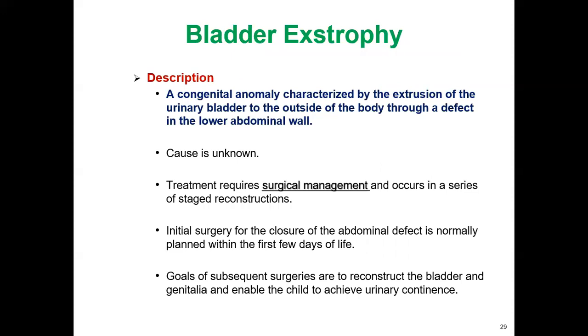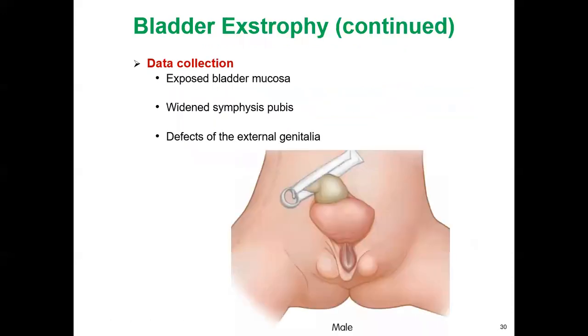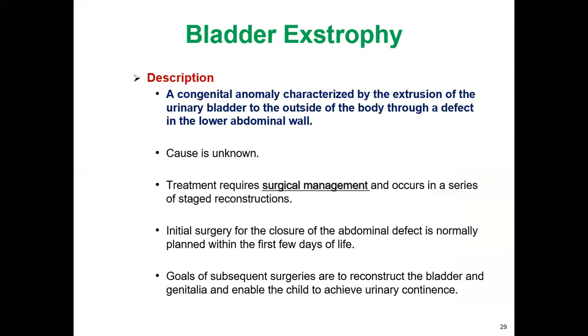The next terminology here is called bladder exstrophy. What is bladder exstrophy? Bladder exstrophy is a congenital anomaly characterized by extrusion of the urinary bladder to the outside of the body through a defect in the lower abdominal wall. So this is the picture. The urinary bladder is supposed to be inside our body. But if the baby is born and you can see the bladder outside, this is the defect, right? When the bladder is outside, we call it bladder exstrophy.